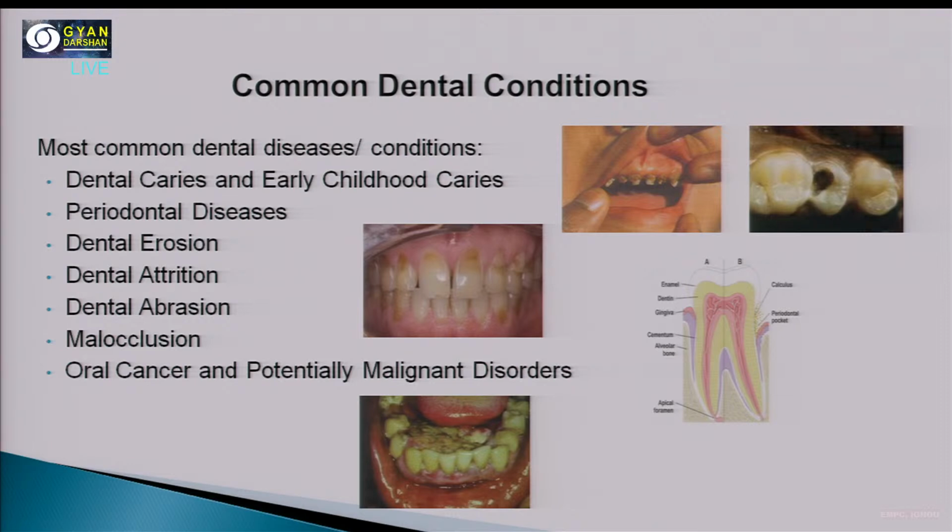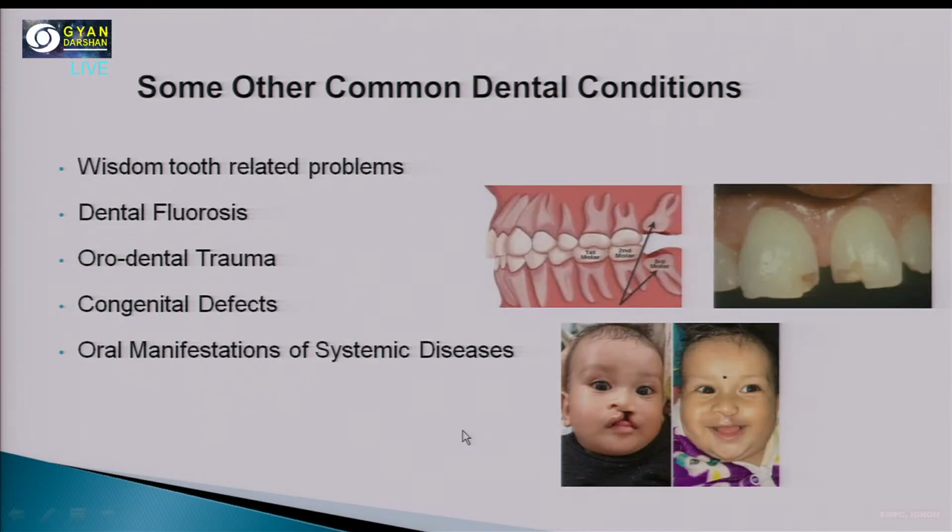Then periodontal diseases, that means the periodontal tissues getting involved. Then you have dental erosion, which could be due to extrinsic and intrinsic factors, dental attrition, that is wearing away of the teeth, dental abrasion, malocclusion, where the teeth are not aligned or occluded in a normal manner, and lastly, you have oral cancer and potentially malignant disorders. Then there could be wisdom tooth related problems.